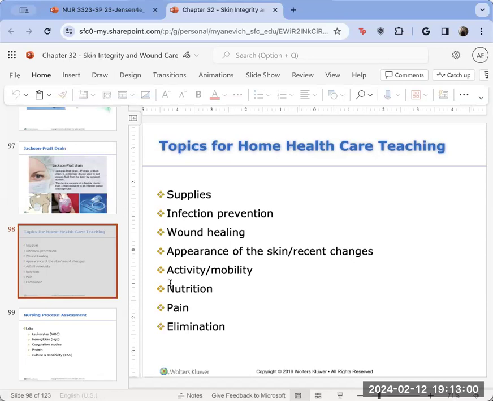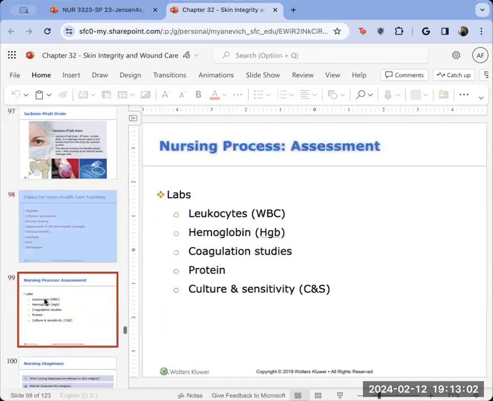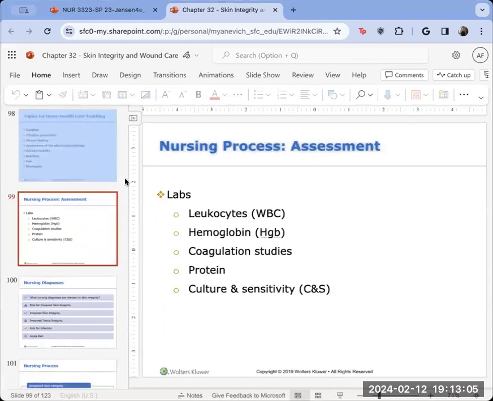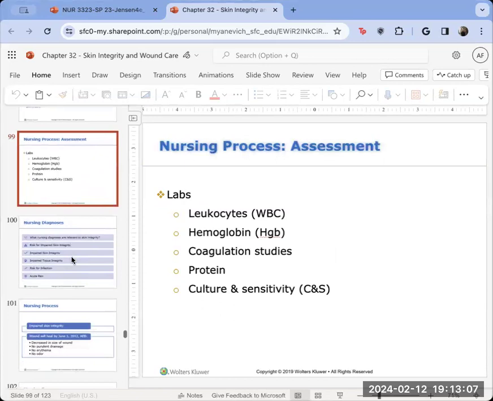They need to eat and walk. That's going to help with wound healing, okay? You're going to do an assessment, right? Because this is where physical assessment comes in.